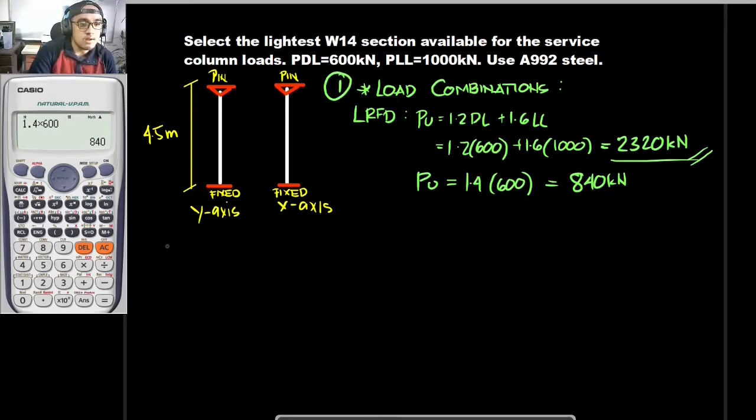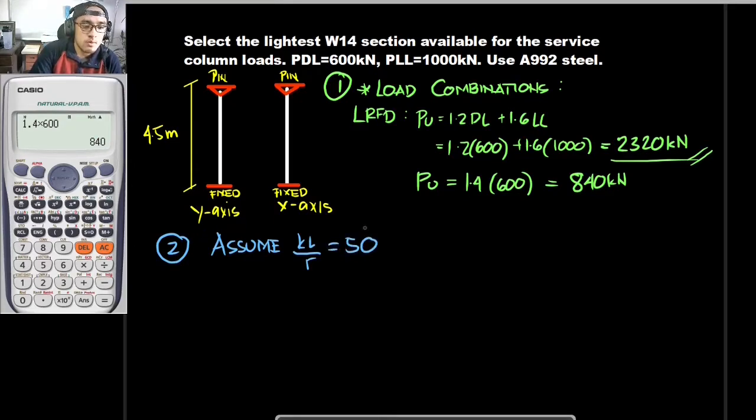And for our step 2, assume KL over R. So in my case, I would want my KL over R to be 50. So, ayan, na-assume na natin ang ating KL over R. So, eto, sa step na to, mag-method 1 na muna tayo.